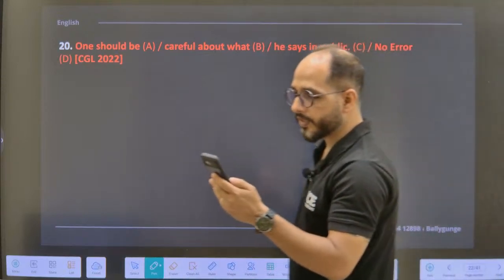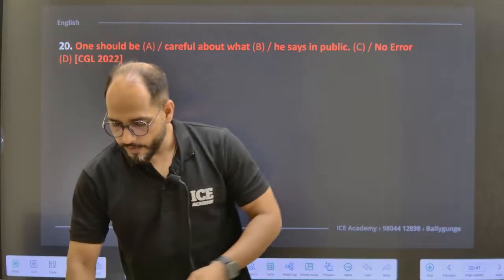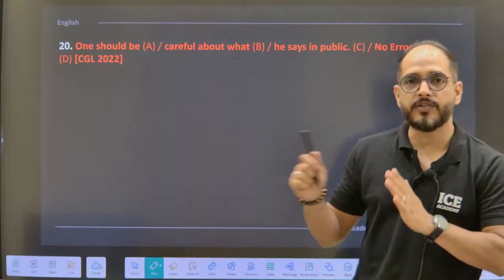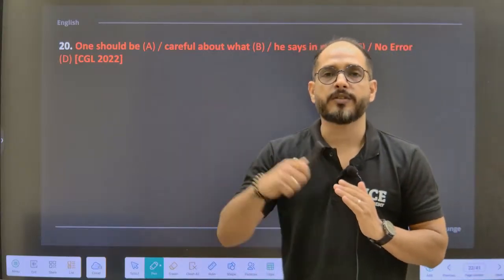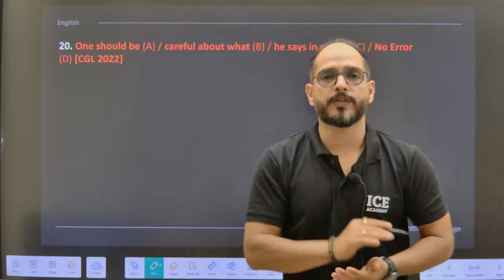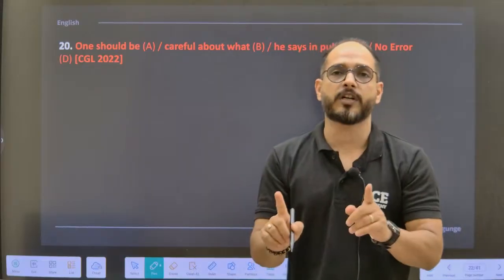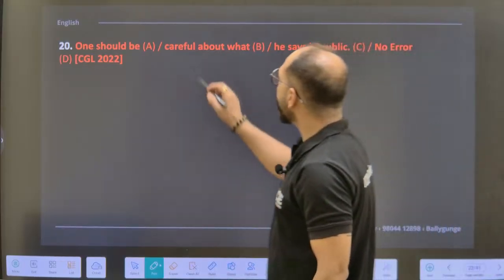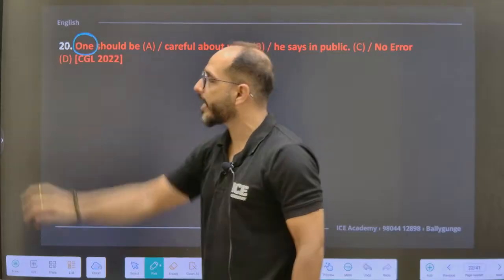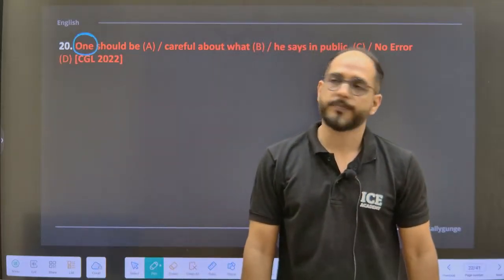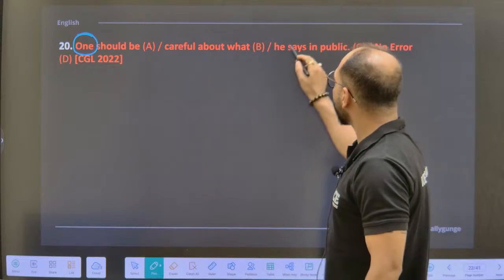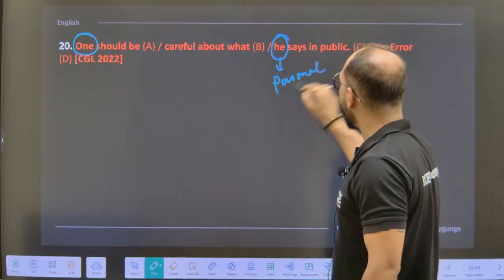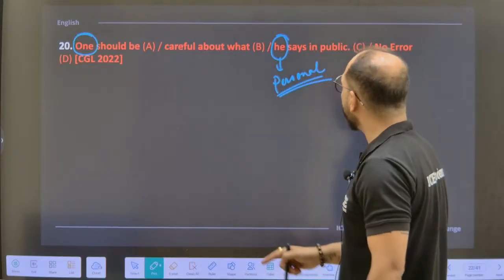Very good. I have already discussed it, but I am going to discuss it again because this is a very important question, and you can clearly see the same types of questions have been repeated again and again in the previous years. That's why these questions and this chapter are very important for competitive exams. Now look, one should be careful about, so in this sentence one is your subject. Should be careful about what? Now look here, the personal pronoun we have got here is he.